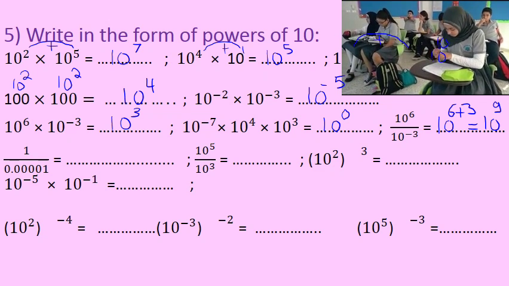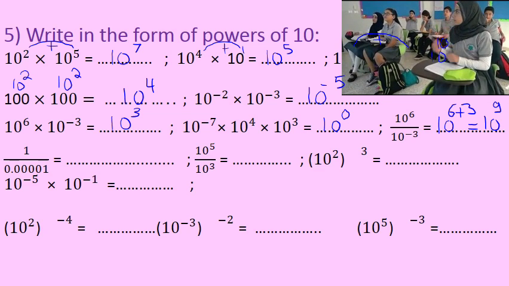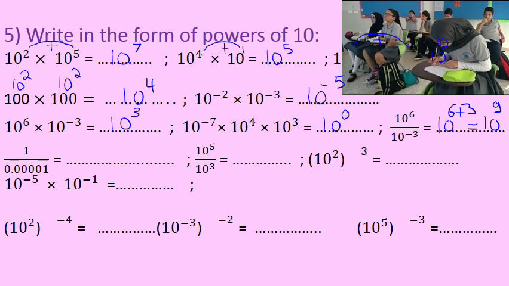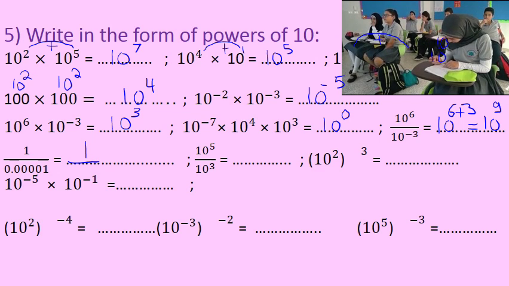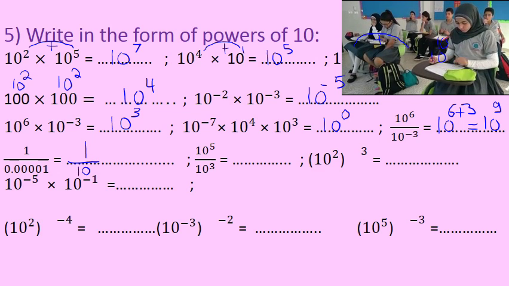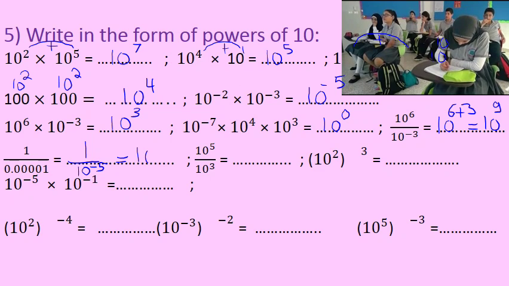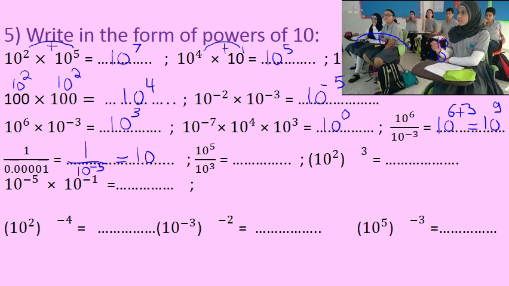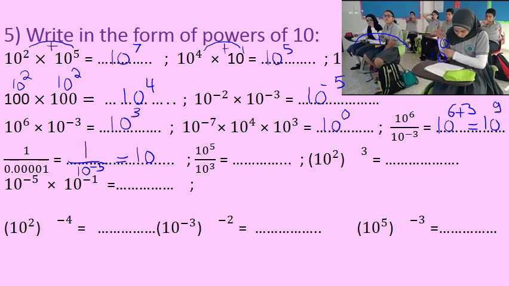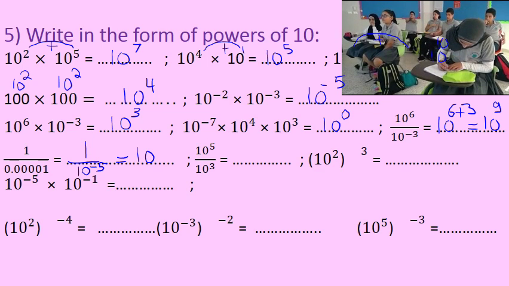Okay, Dana? Now we have Badia, 1 over 0.00001. How can we write it? 1 over 10 to the power negative 5. 1, 2, 3, 4, 5. Yes. How can we write this also? Down it is 10 to the power minus 5. If you take it up, it becomes 10 to the power 5. Yes, 10 to the power 5, right?